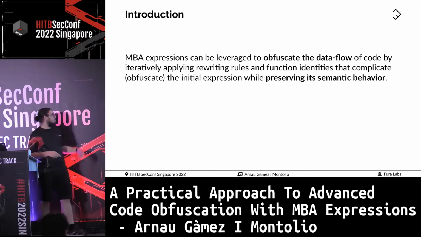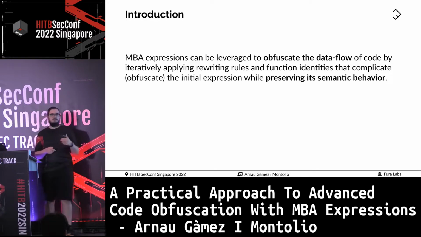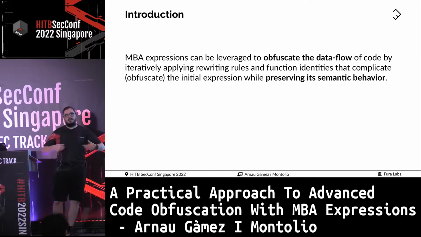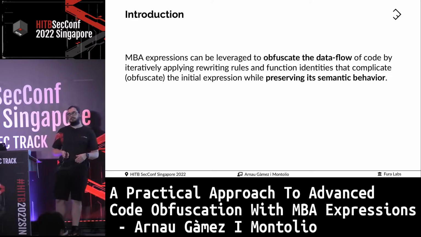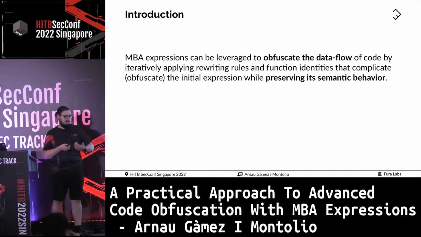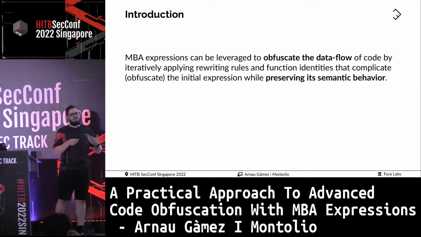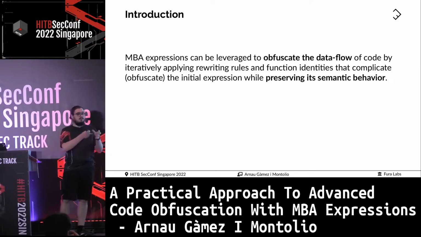So MBA expressions, we can leverage them to obfuscate mainly the data flow of the code, but then we will see in the demos that by obfuscating the data flow, we bring new opportunities to also obfuscate control flow. We'll see that in the demos in a second. The basic way of doing that is applying rewrite rules and insertion of identities, essentially some kind of transformation that we will discuss in a second, to a given expression.